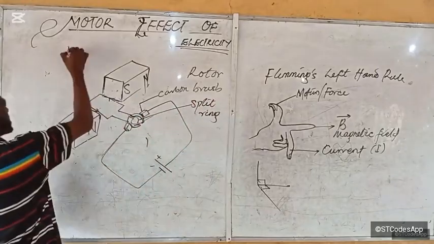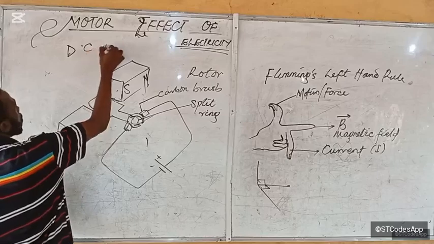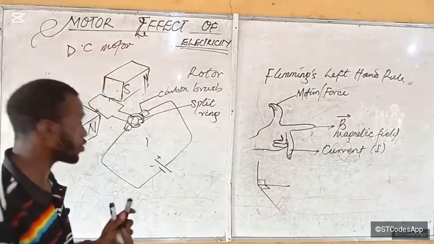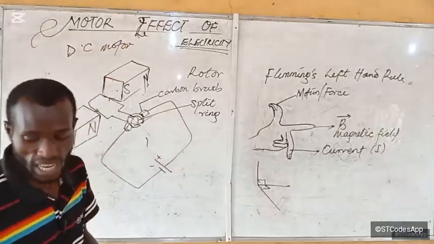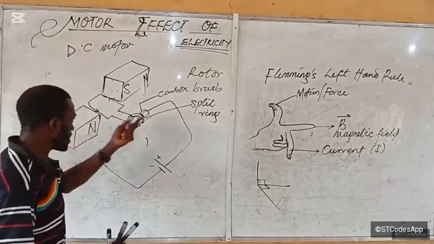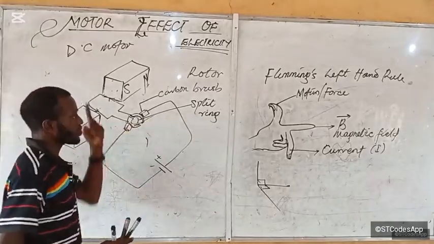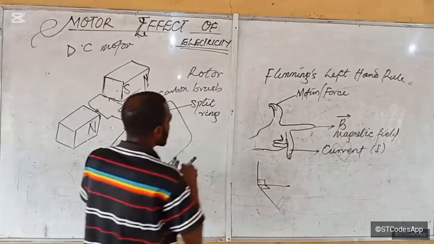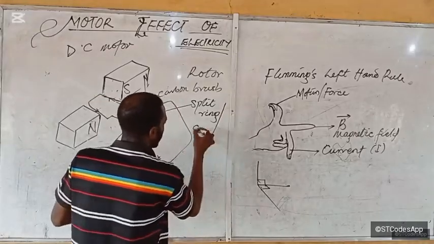So this is for a DC motor. And I'm going to tell you the use of the split ring in a jiffy. Now the split ring is this, so that there will be no tangling of this wire. This is why we use the what? A split ring. Another name for the split ring is the commutator.